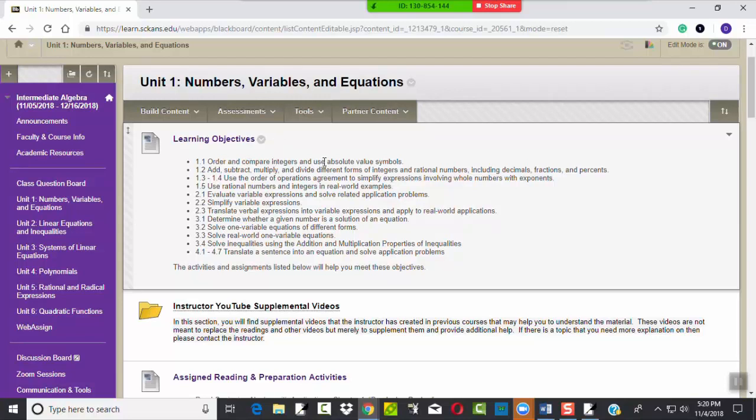Now, I skipped over the first learning objective, so I think it's pretty straightforward. That's the first part of this second learning objective. But then it talks about rational numbers, which is decimals, fractions, and percents. So let's talk about those a little bit.